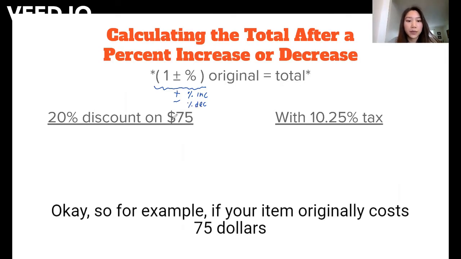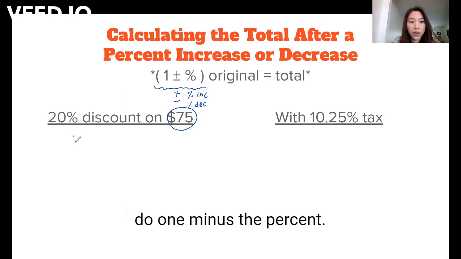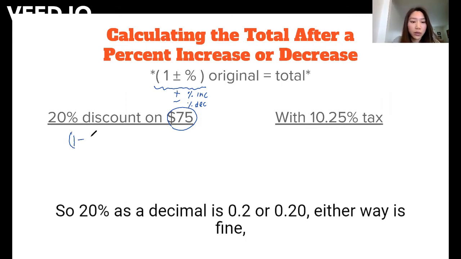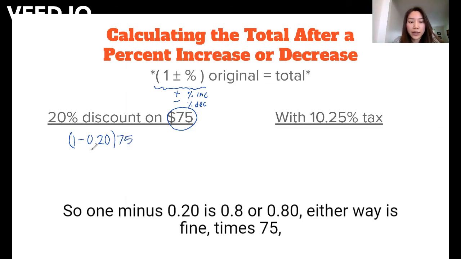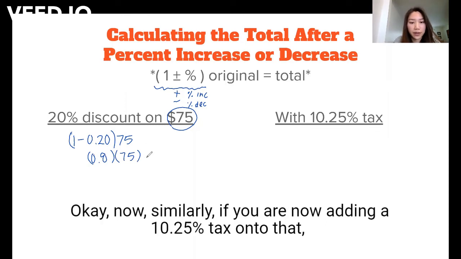Okay, so for example, if your item originally cost $75 and you have a 20% discount on that item, then you would do 1 minus the percent. But whenever we work with percentages, we always want to change it into a decimal first. So 20% as a decimal is 0.2 or 0.20, either way is fine, and multiply that by the original cost, which is $75. So 1 minus 0.20 is 0.8 or 0.80, either way is fine, times 75, and then you do that multiplication there, okay?